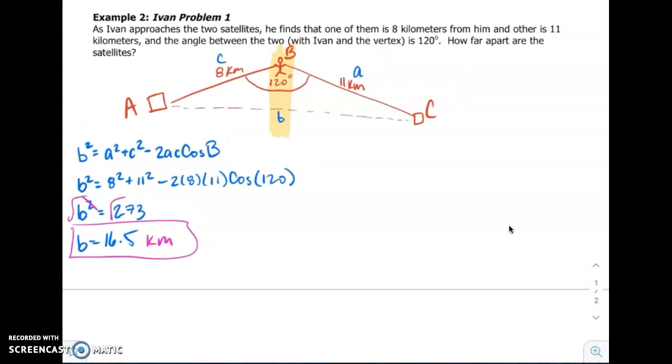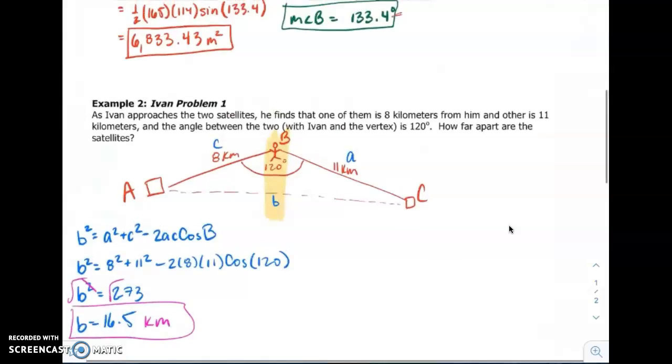So really what you need to do in these word problems is read the problem, draw a triangle, label it with the information they give you. Also label it with some variables. I like to use A, B, C because that's how we wrote our formulas. You then need to figure out which formula goes with the information provided. In these two examples, it was law of cosines, but it could be law of sines. Plug in the appropriate numbers into the equation and solve for the missing variable. And then always go back and make sure that your answer makes sense in the context of the problem.